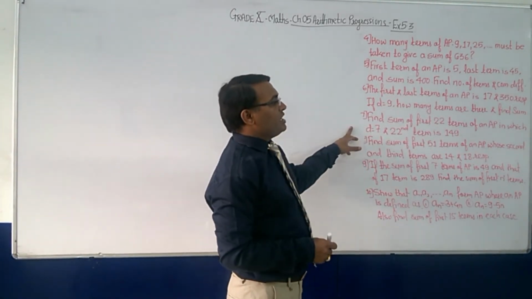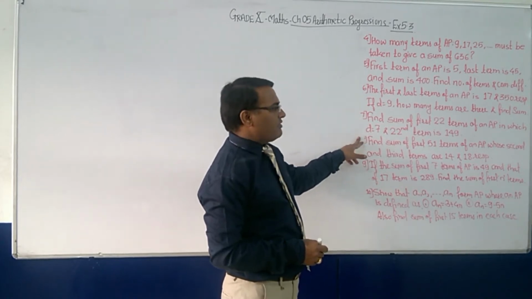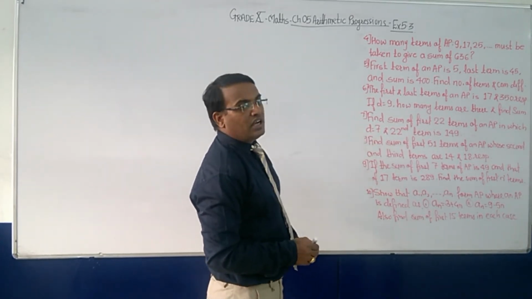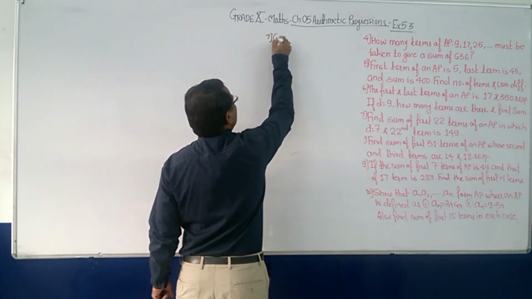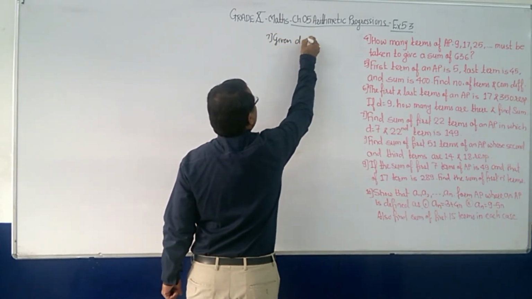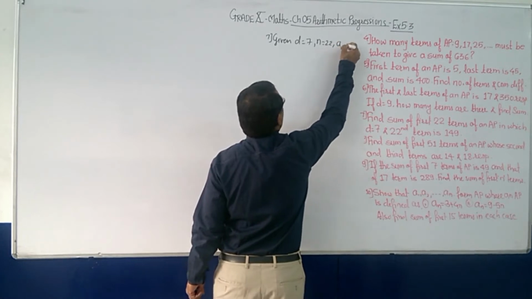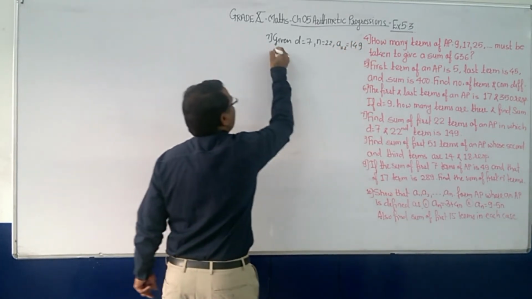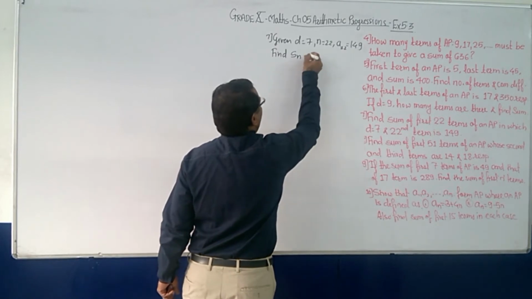Number 7, that is what? Find the sum of the first 22 terms of an AP in which d is equal to 7 and the 22nd term is 149. So let's write that. Given that d is equal to 7, n is equal to 22 and a22 is equal to 149. What to find out? Find Sn.